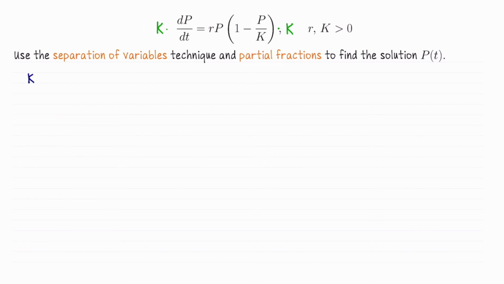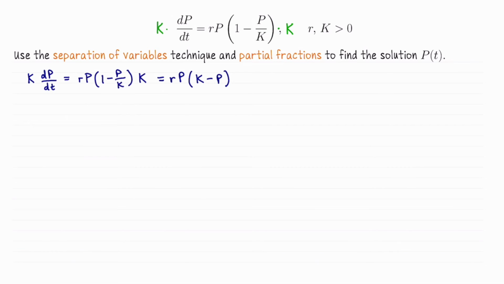So on the left-hand side, we have k dP/dt, and on the right-hand side, we have rP times 1 minus P over k, times k. I'm going to distribute that k so that we can write rP times (k minus P), and that's going to just make things a little cleaner. So now let's put the P terms on the left. I'll leave r where it is on the right.